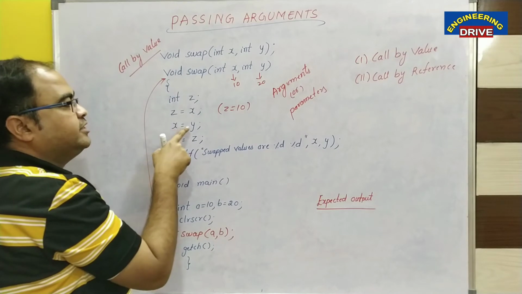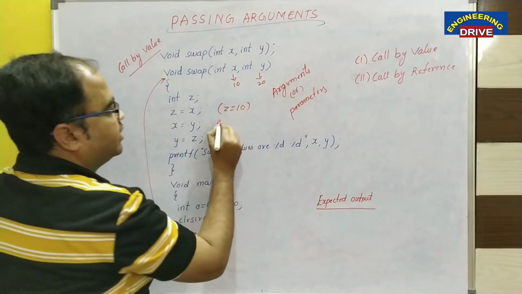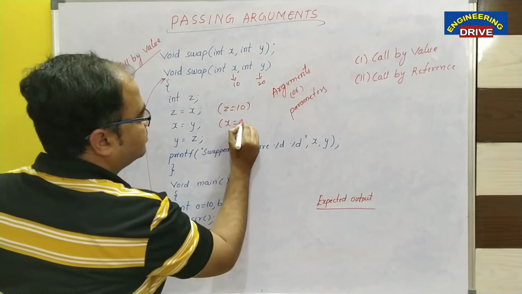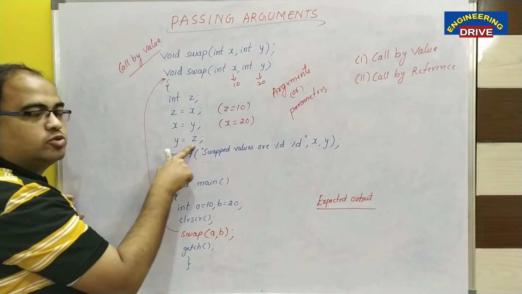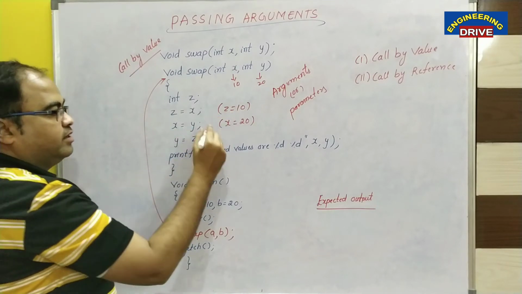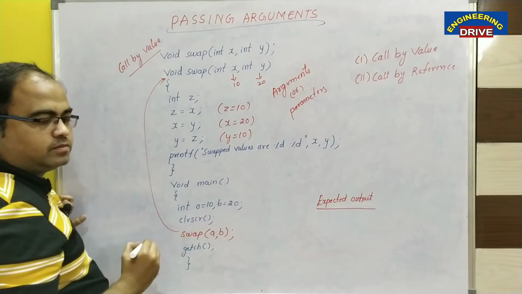Second statement, x is equal to y. In x I am storing the value of y. What is the value of y? 20. So x value will become 20. Next, y is equal to z. What is the value of z? 10. So y value will become 10.